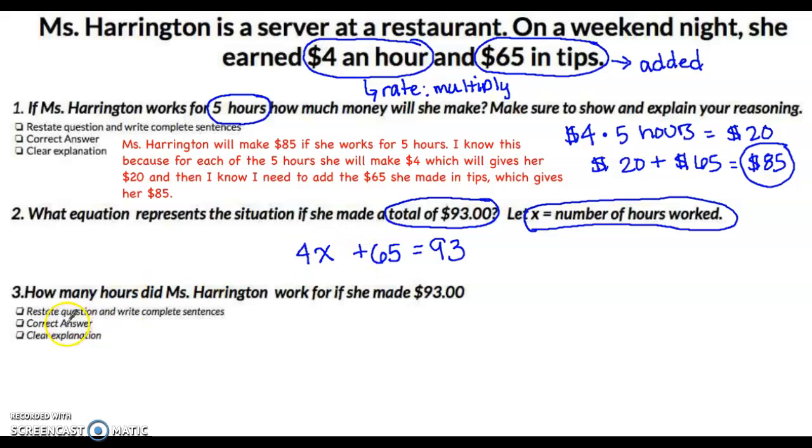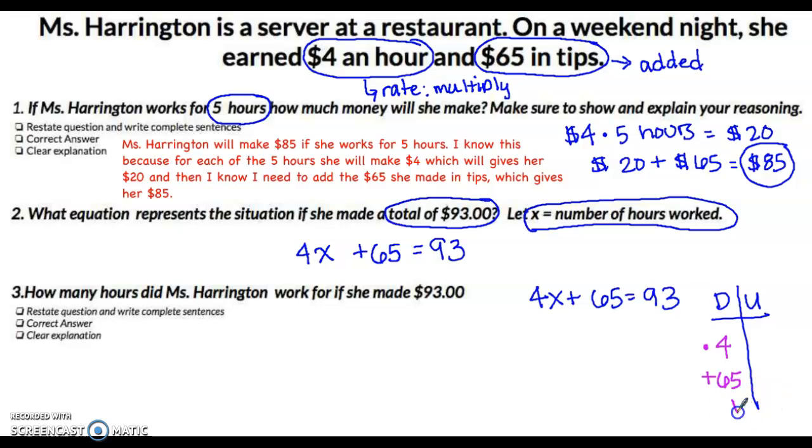All right, the next question says, how many hours did Miss Harrington work? Well, the number of hours is our X. So what I'm really doing is just solving this equation. So let's bring that down. 4X plus 65 equals 93. I always solve two-step equations with do and undo charts. Well, by do, I'm asking what's happening to my X. So I'm multiplying my X by 4, and then I'm adding 65.